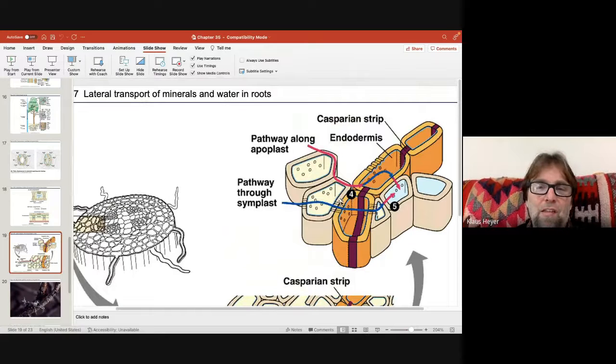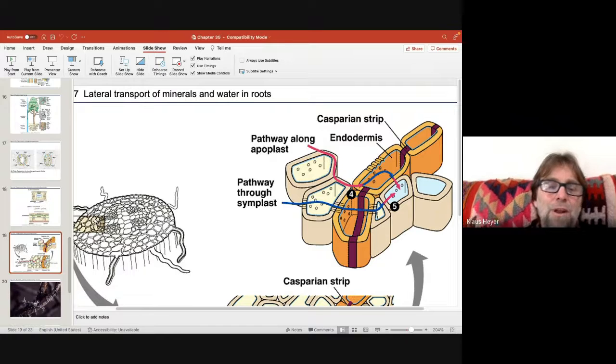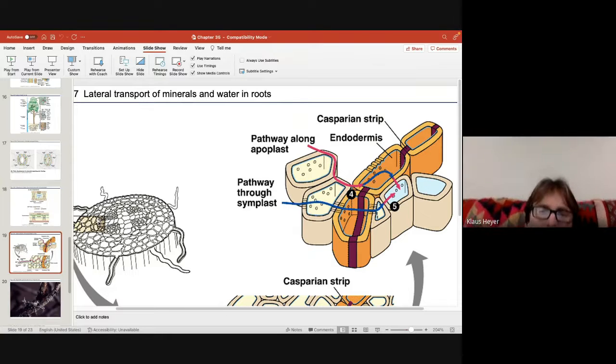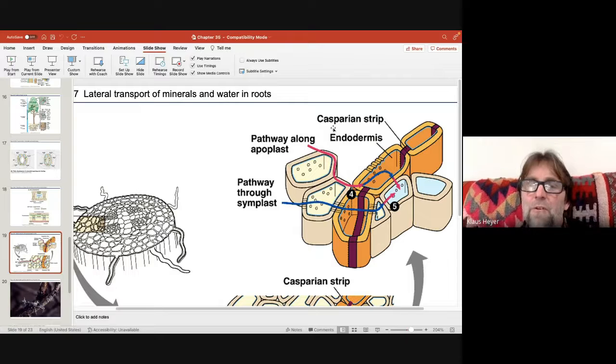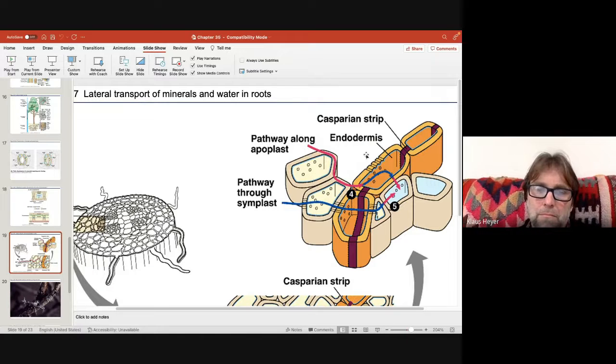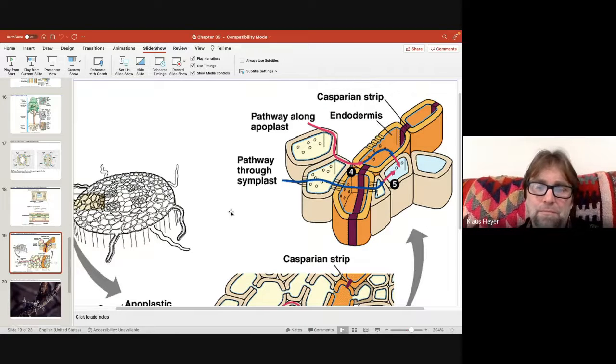What's the purpose of the Casparian strip? If you look here, where I'm circling, that is the dermal tissue. This is the water coming in. It comes in like that. Before it gets to the dermal tissue, it's got to go into a cell. That's the point of the Casparian strip. Force the water into a cell, because the membrane of a cell acts like a filter.